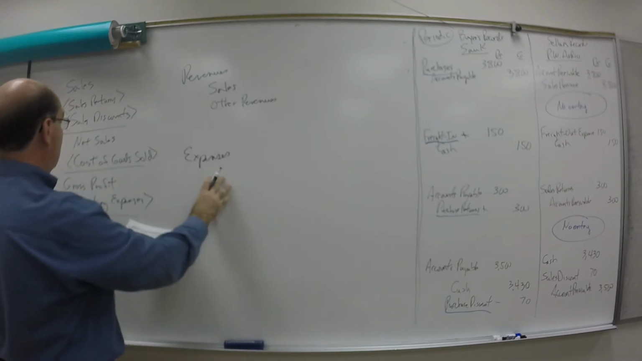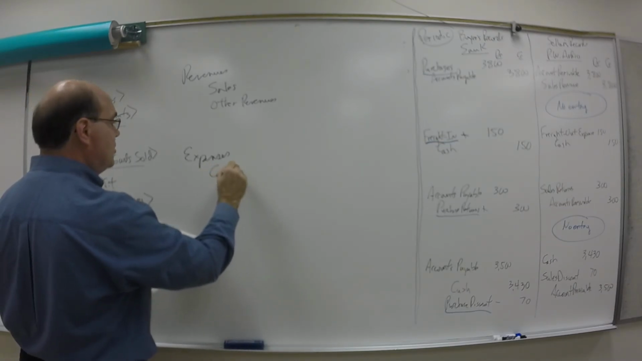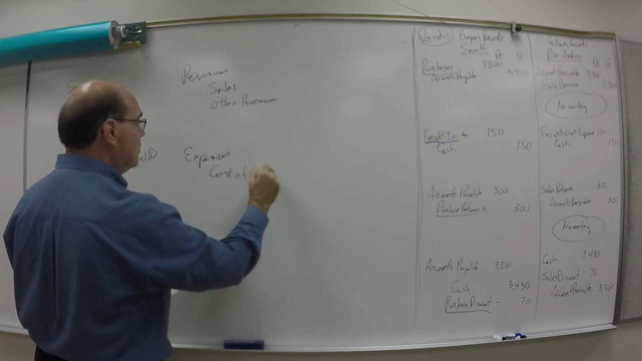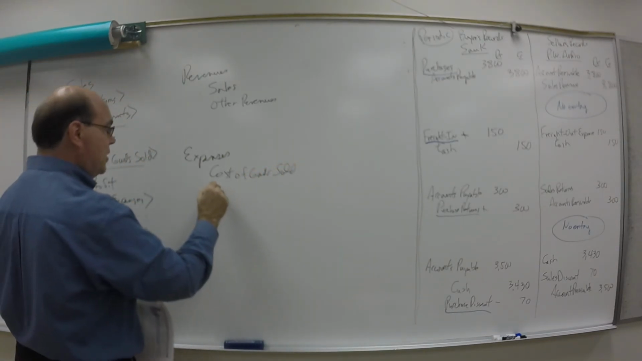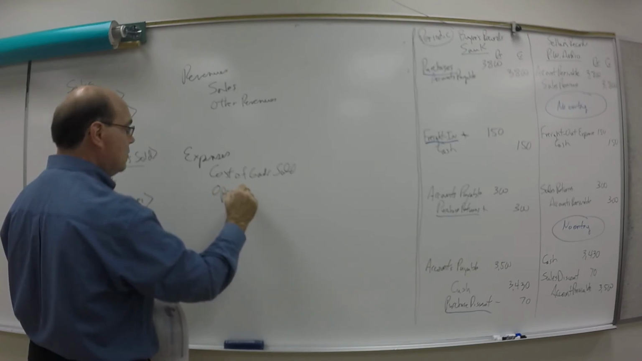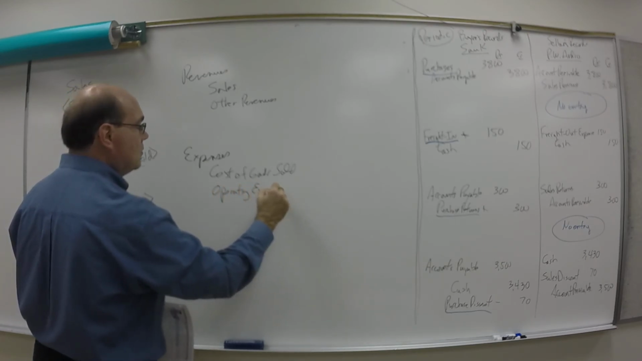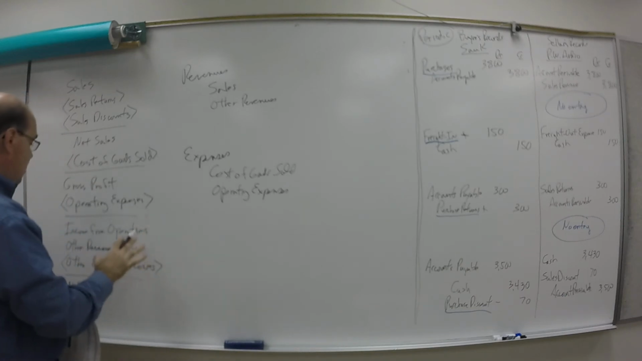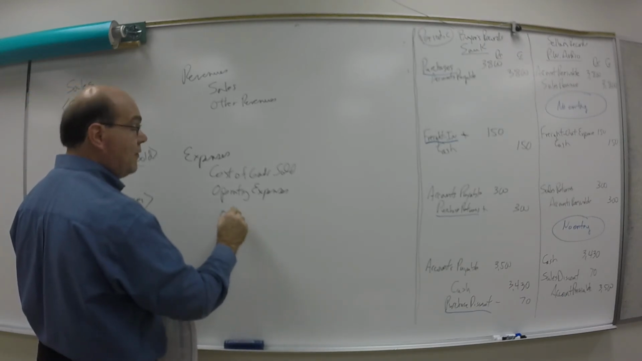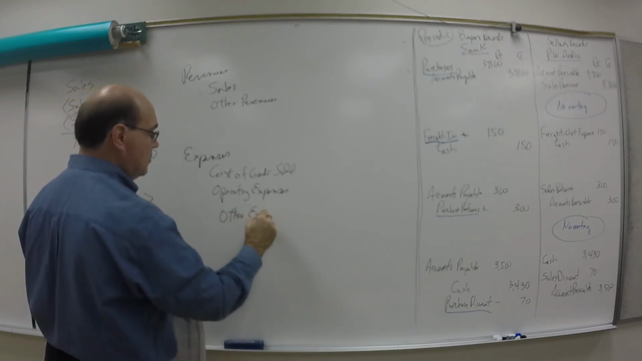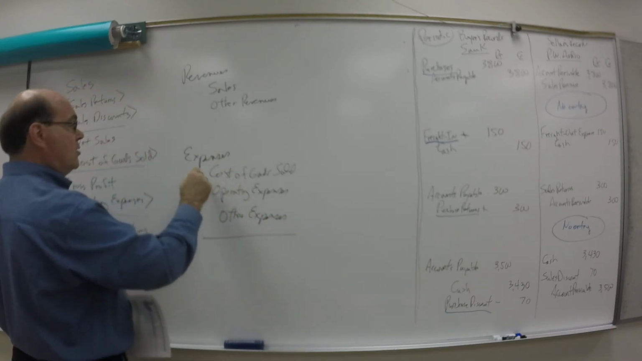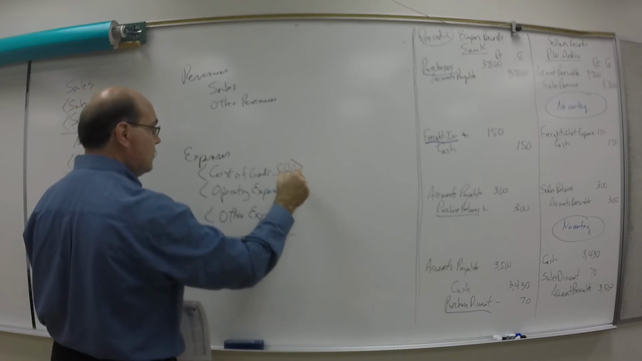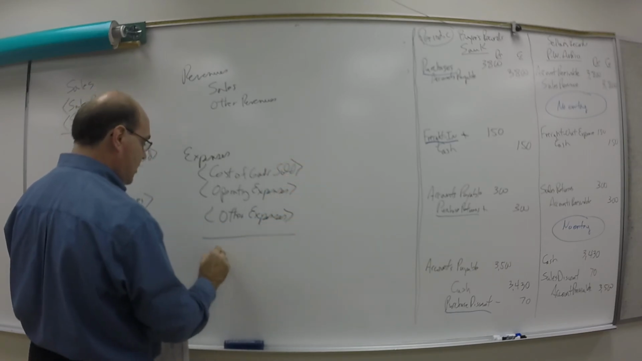Our expenses we put over here. That's going to include our cost of goods sold. It's going to include all of our operating expenses. And it's also going to include any other expenses we have, like interest expense. And then the difference between those, we subtract all of these, obviously, gives us our net income.